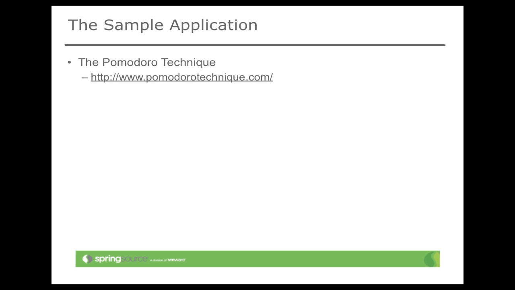Throughout this series of screencasts, we'll be building a sample application based on something called the Pomodoro technique. This is a way of getting things done. In the early stages, this is basically going to boil down to a to-do list. So with that in mind, here's the domain model.